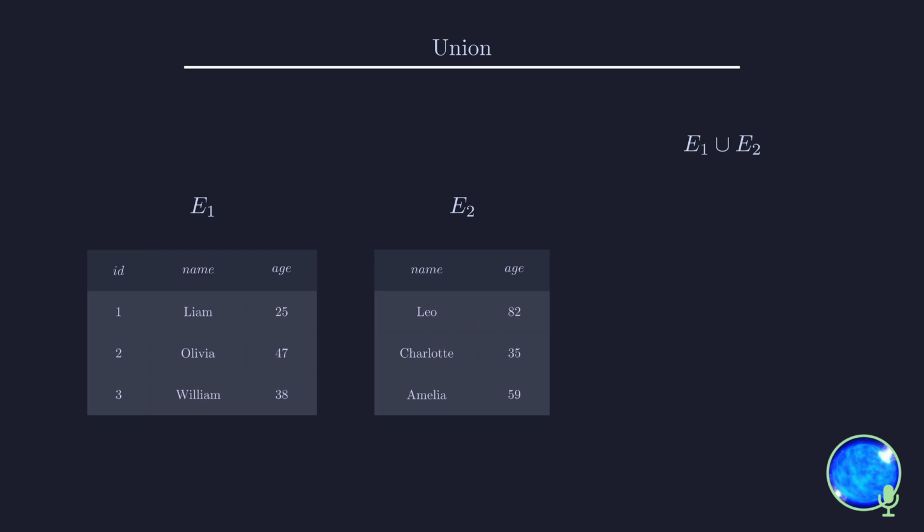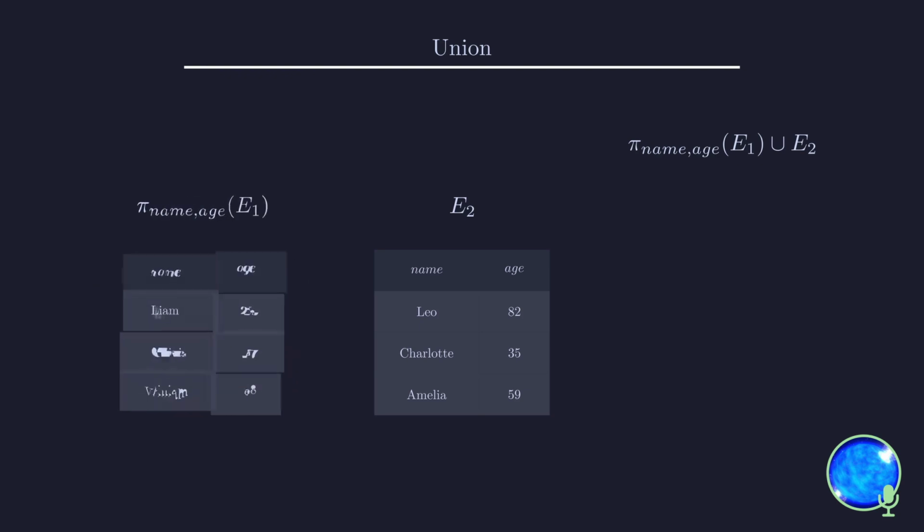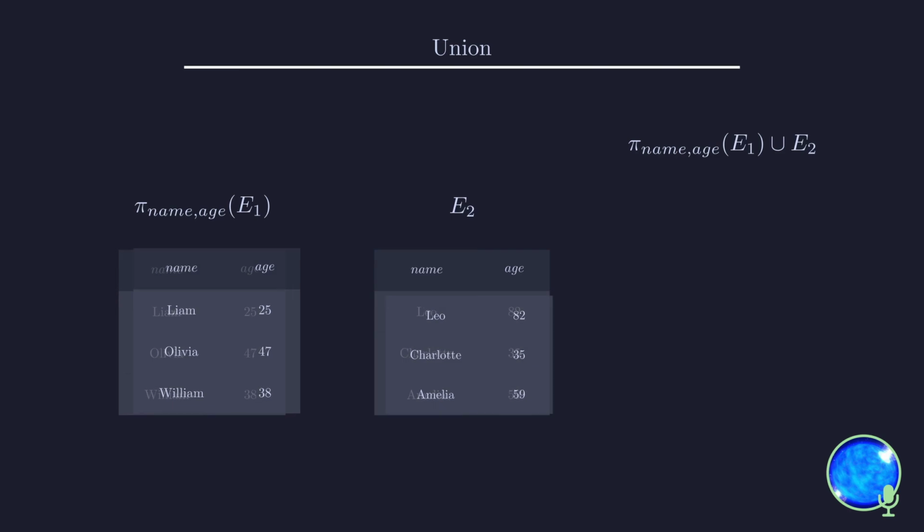Here, one way to make this union operation valid is to replace E1 with the projection of E1 on name and age, effectively removing the ID column. Now the union operation can be performed.